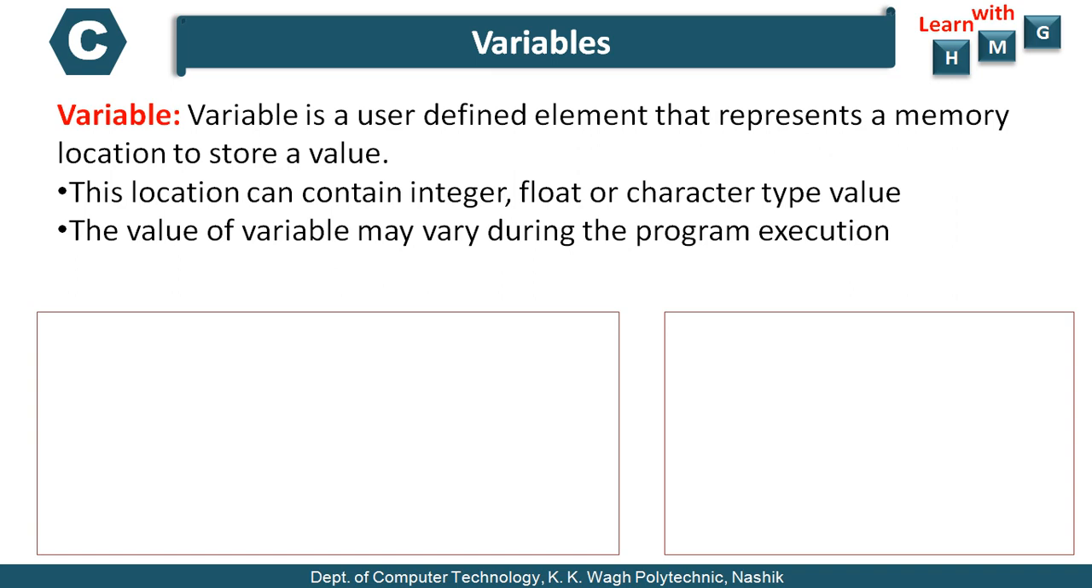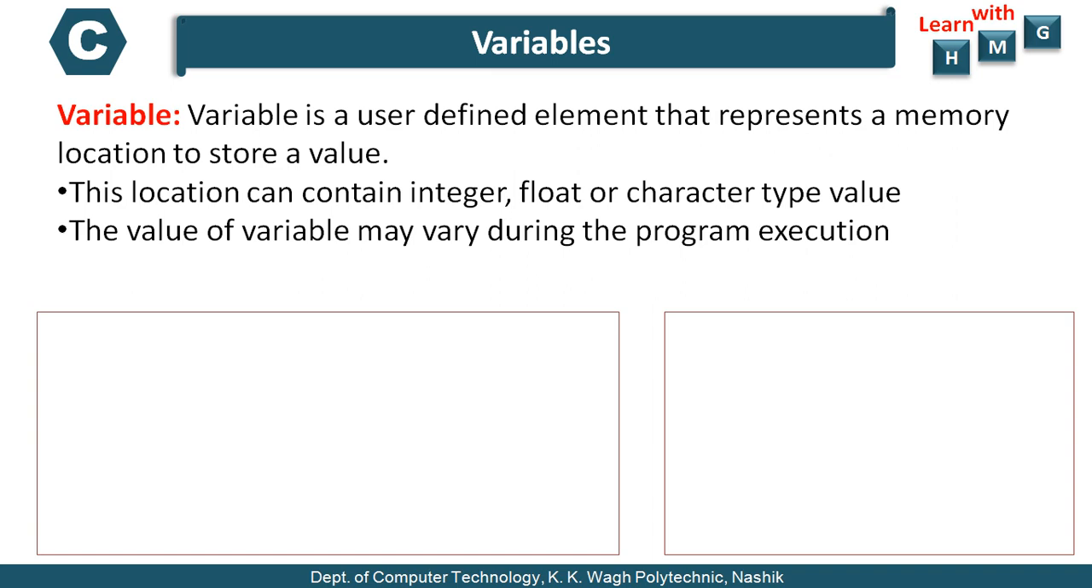So variable means what? Not fixed. It is not fixed in nature, it is dynamic in nature, that is variable in nature, and that's why it is called a variable. It means throughout the program the value of a variable may get changed.